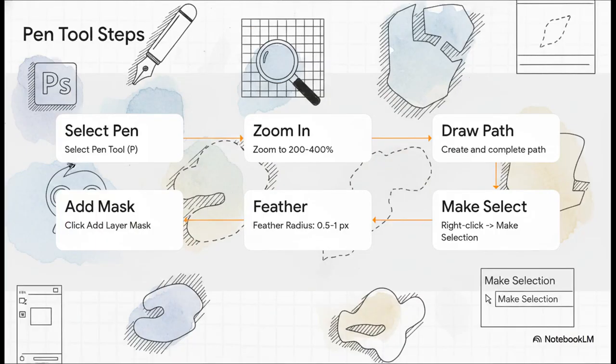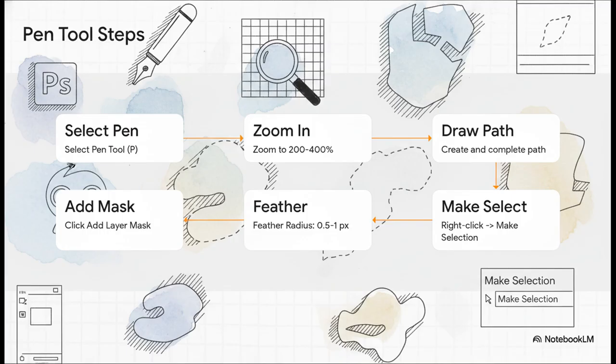Now, the pen tool can definitely feel overwhelming at first, but it's really just 6 highly manageable steps. First, hit P to select it. Second, and this is a massive pro tip, zoom in to 200 to 400%. You have to see exactly what you're doing, right down to the pixel level.